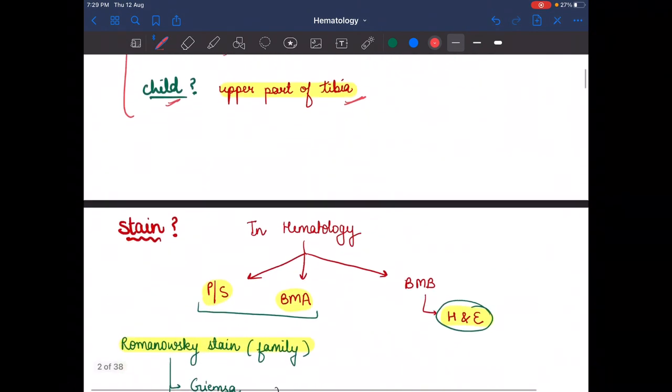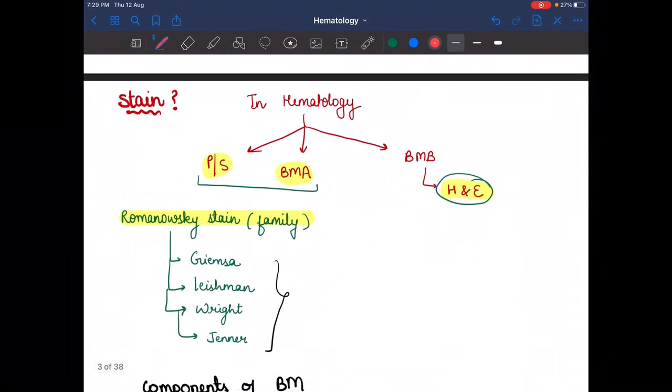Now let's move to the next part, that is stain. In hematology, for the peripheral smear and bone marrow aspiration, we are going to use the Romanowsky stain. Romanowsky stain is a family which consists of Giemsa, Leishman, Wright and Jenner stain. Well, for bone marrow biopsy, we have to use H and E stain.